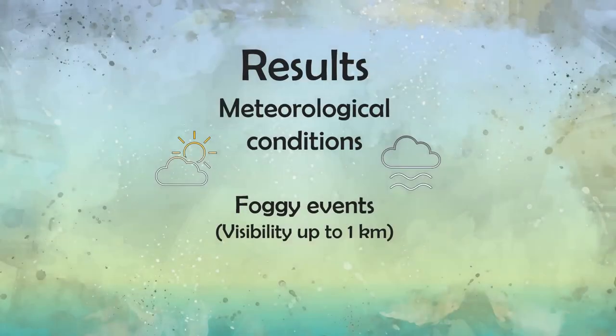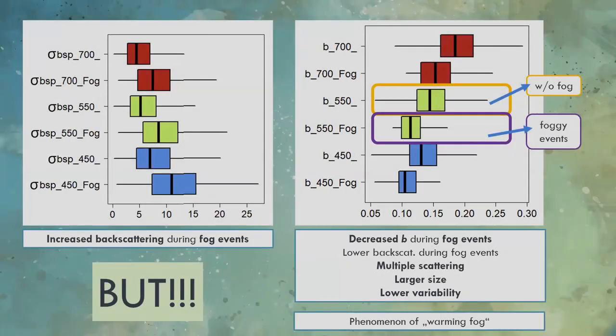Now let's check some meteorology, and we'll start with fog. We check the influence of fog on the light scattering, and we define fog as visibility up to 1 kilometer.